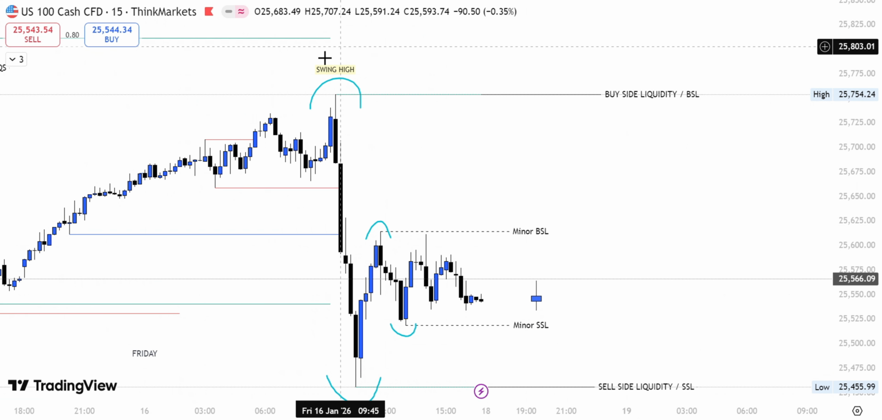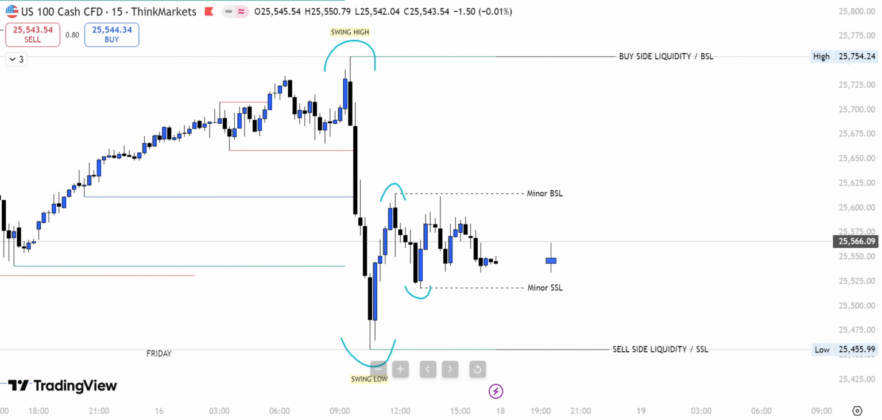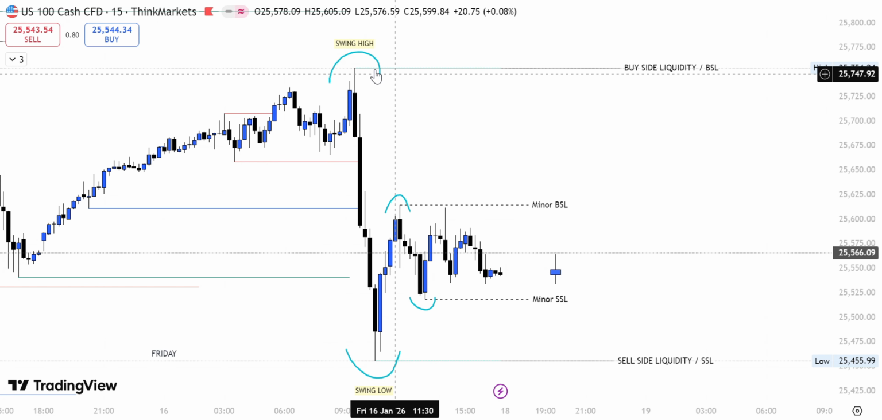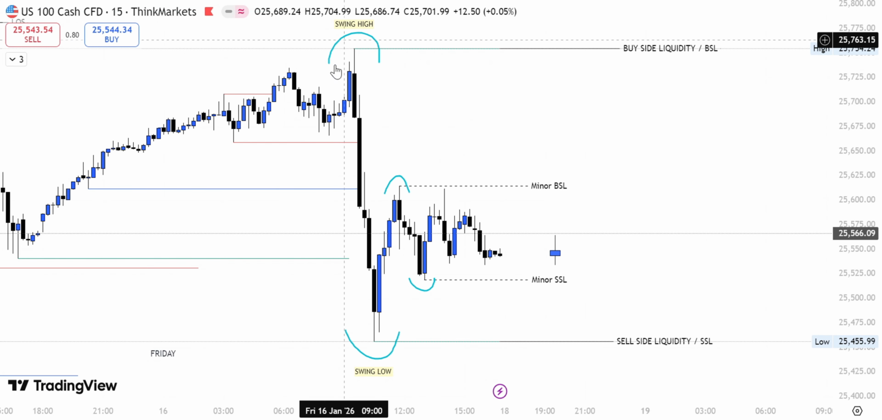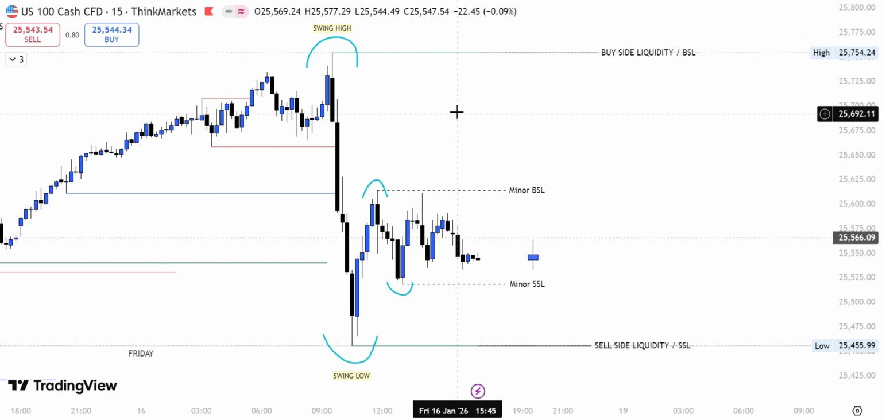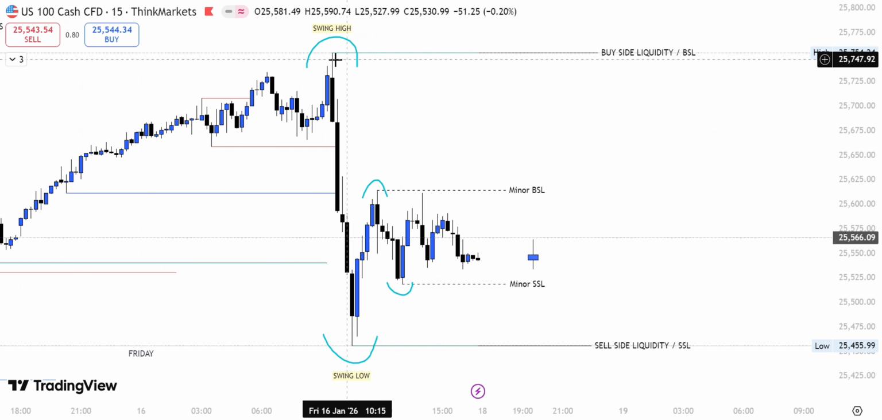So right here, as you can see, we have this drastic impulsive move down. This was New York session with a lot of news. And we have the impulsive move down that formed the swing high, as you can see right here, and the swing low. Swing high is first. We have the swing high, pretty dump on price. Swing low formed, and now we have the buy side and sell side marked from the swing high and swing low.